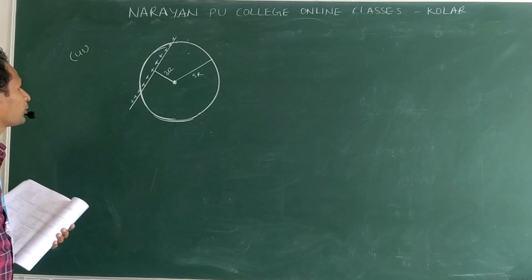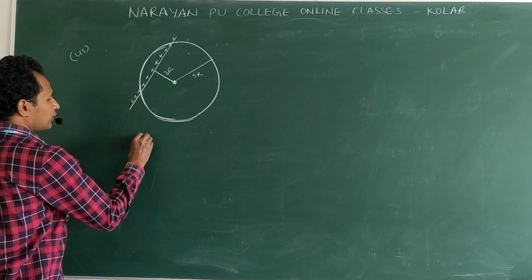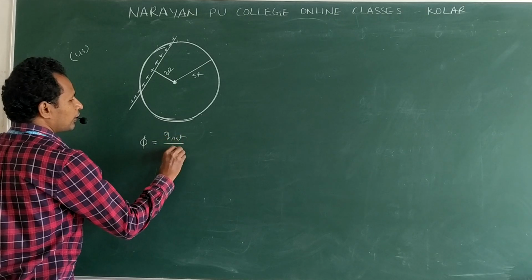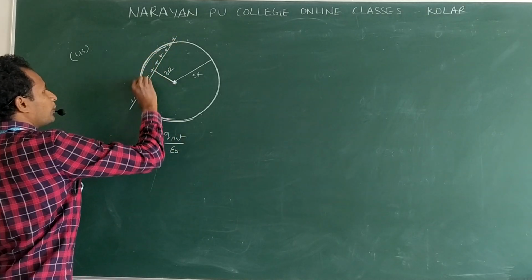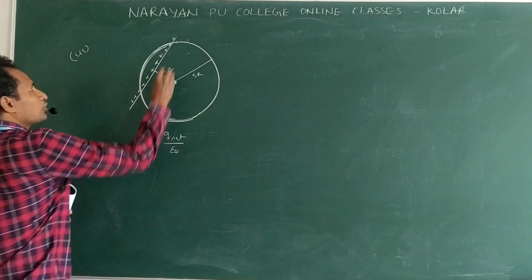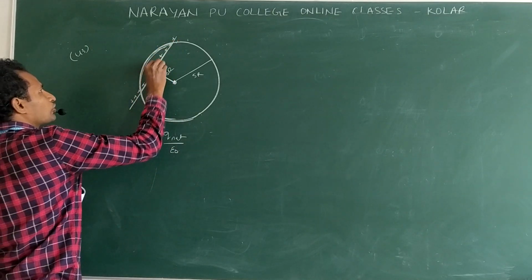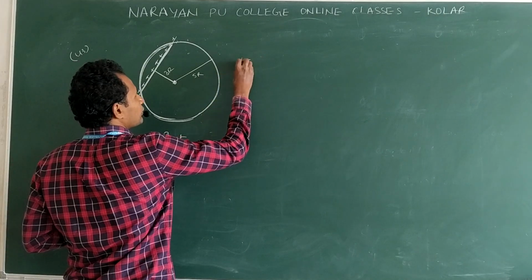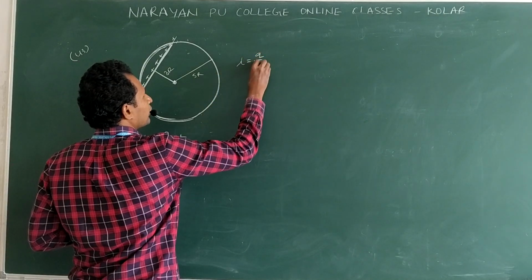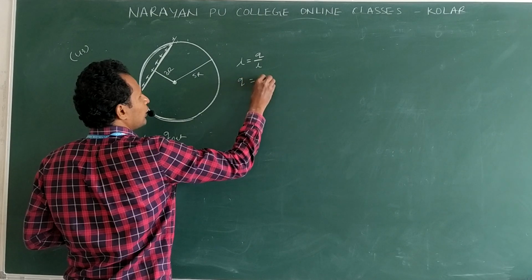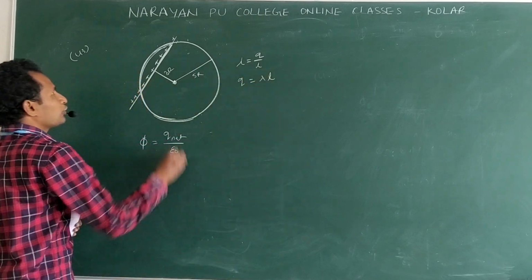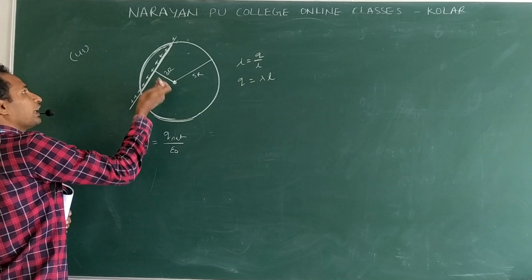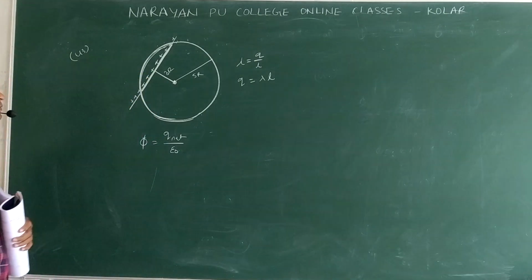Electric flux through the sphere means, according to Gauss law, flux is equal to q net by epsilon naught, the total charge enclosed by the sphere. Linear charge density lambda is equal to what? Q by L. Q is equal to lambda into L. So we need to find the length of the wire which is enclosed by the sphere.